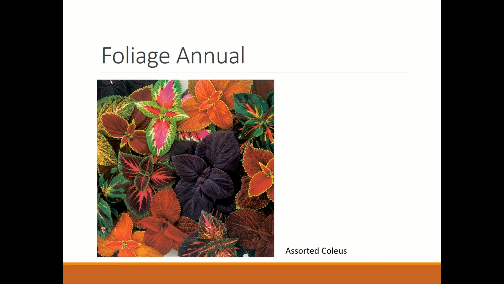A foliage annual would be a plant like coleus. So coleus is an annual plant. Coleus does flower, but we generally don't grow coleus for its flowers. In fact, a lot of people will cut the flowers off. We grow coleus because of its variegated leaves. There are many different cultivars of coleus, and there's many different variations in leaf texture, leaf shape, and leaf coloration. So coleus would be a great example of a foliage annual.